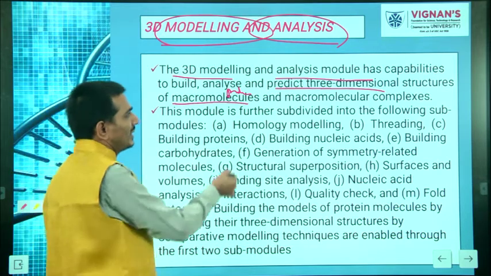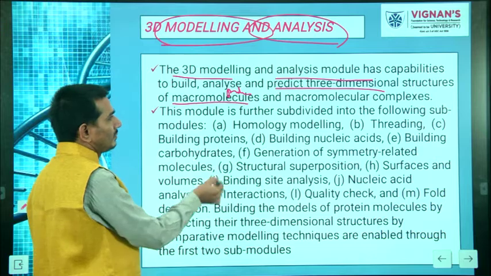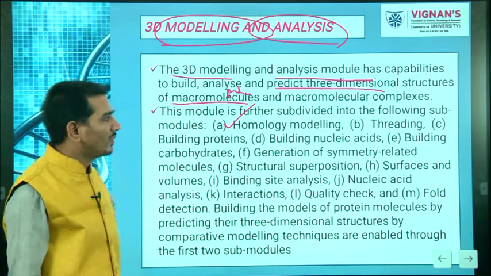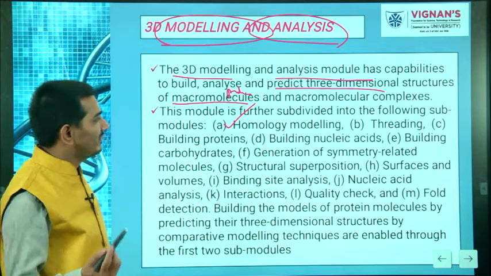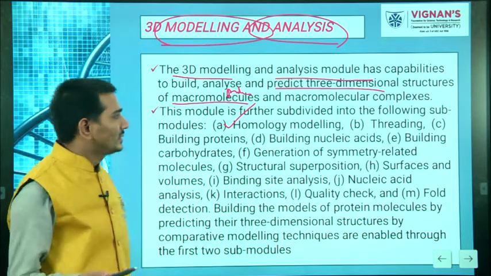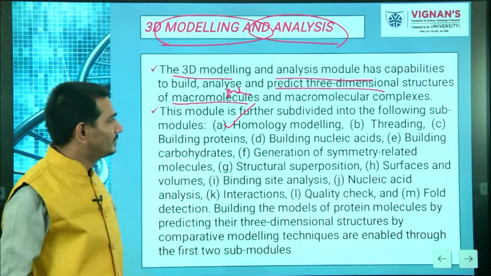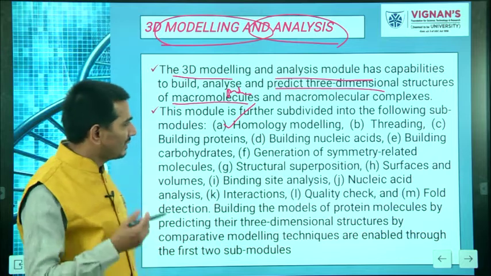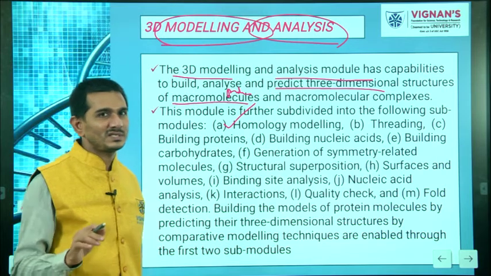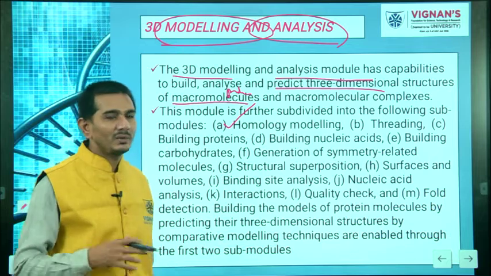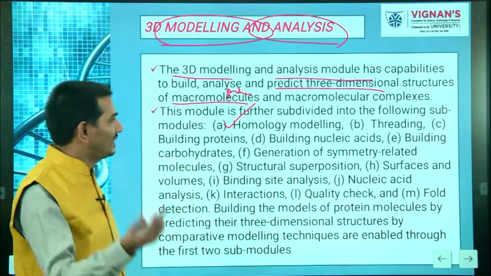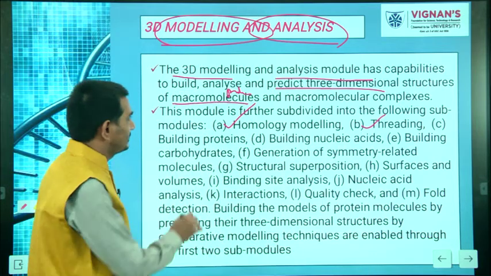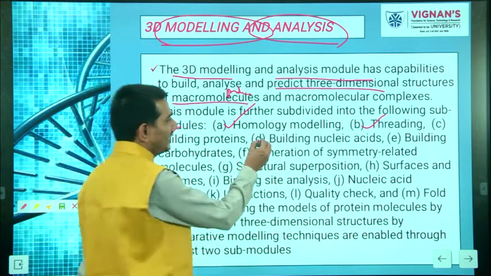This second module is further subdivided into sub-modules like homology modeling. In homology modeling, we are trying to build a model for a protein whose sequence is known, but structure is unknown. Here in this process, we compare proteins with both structure and sequence known to our protein whose sequence alone is known. We build a structure for our protein based on the similarity of our protein to the protein in the database. And threading is also used for building structures.